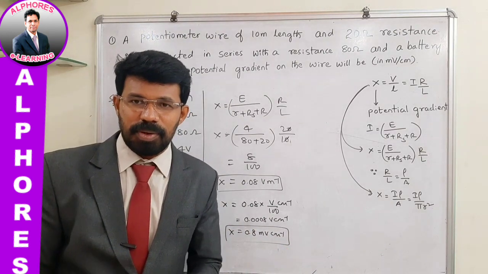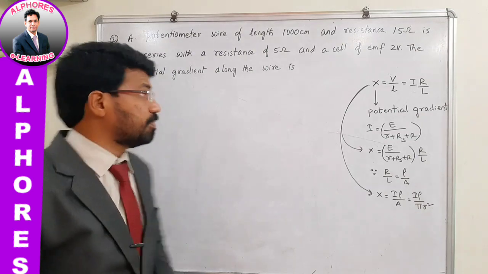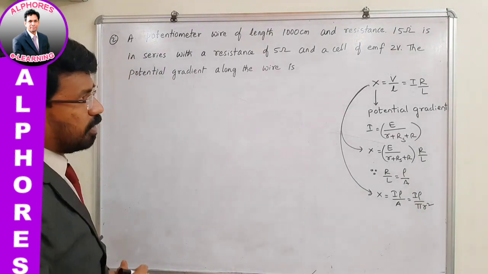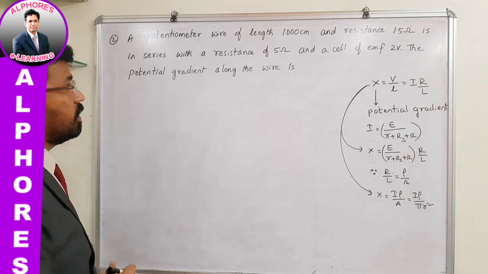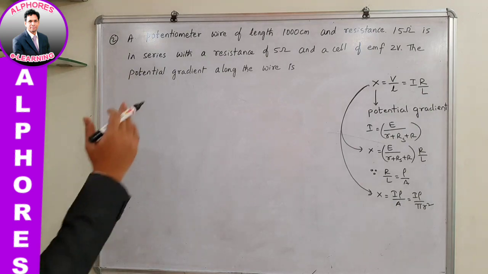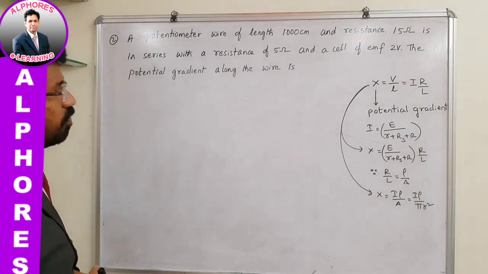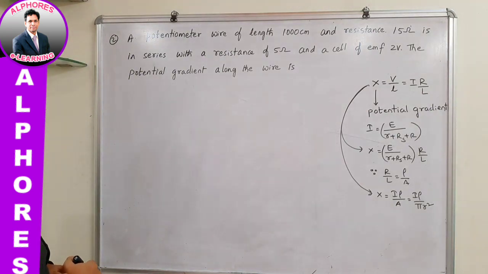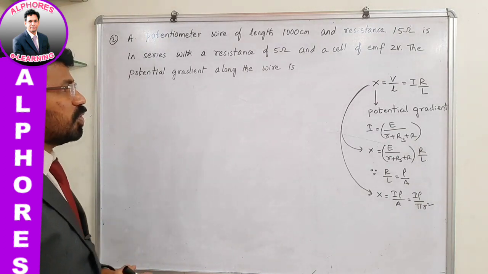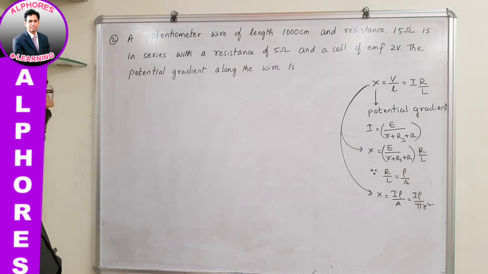Okay, let us try one more problem. Let us try this problem. This is also a simple problem. It is from one of the previous medical entrance examinations. What was given? A potentiometer wire of length 1000 centimeters and resistance 15 ohms is in series with a resistance of 5 ohms and a cell of EMF 2 volts. The potential gradient along the wire is.